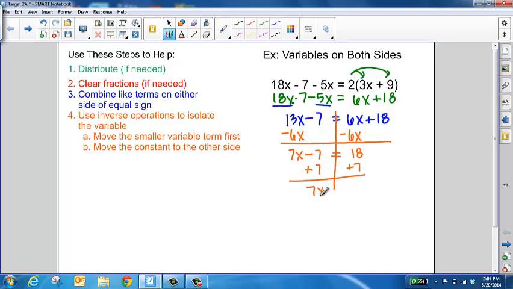And that gives us 7x equals 25. Now your last step, since that x is actually not isolated just yet, is we need to divide by 7. Since these two are multiplied like so, since they are attached, it's one piece, we need to divide like so, and we get x equals 25 over 7.